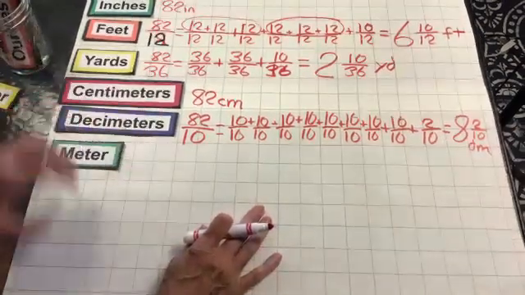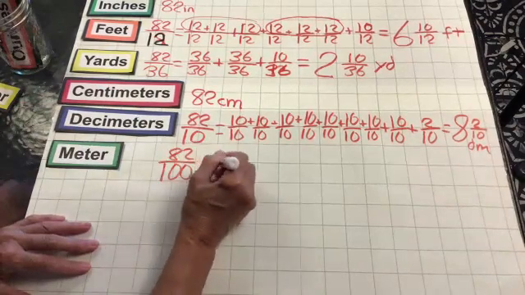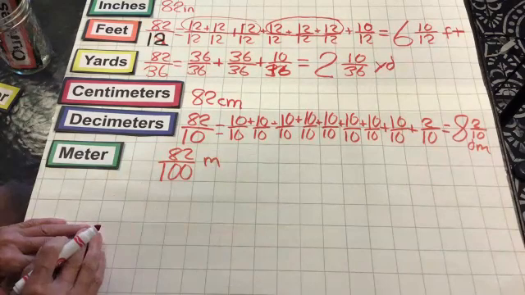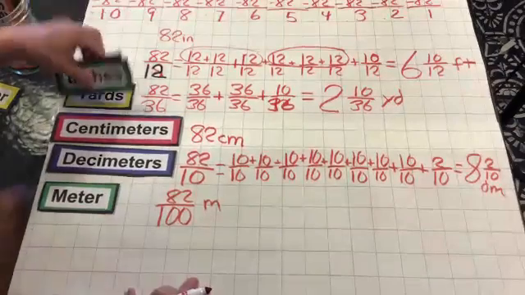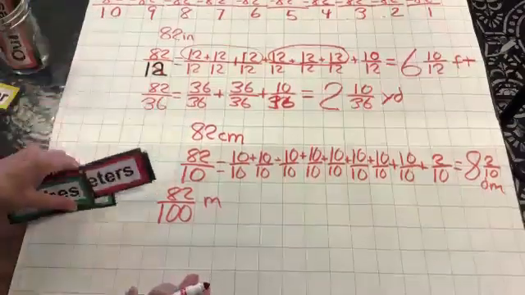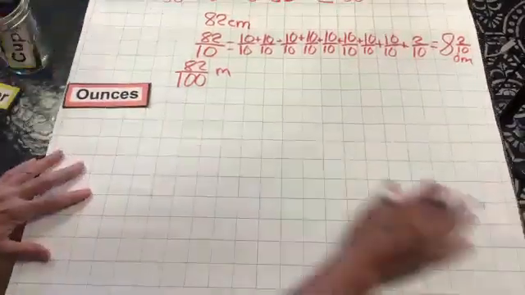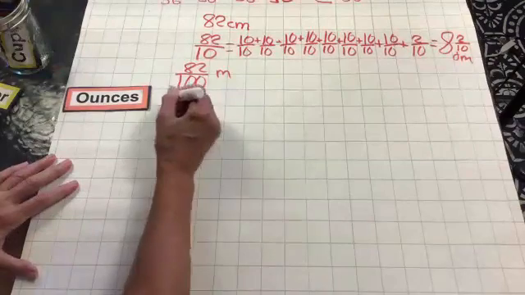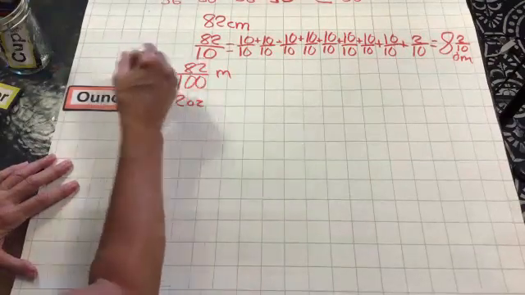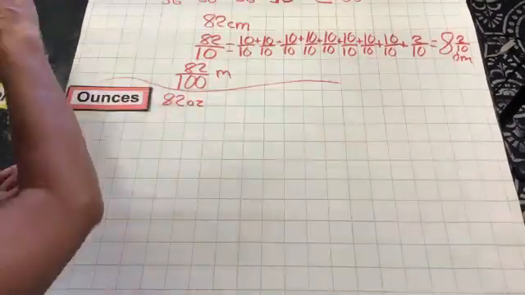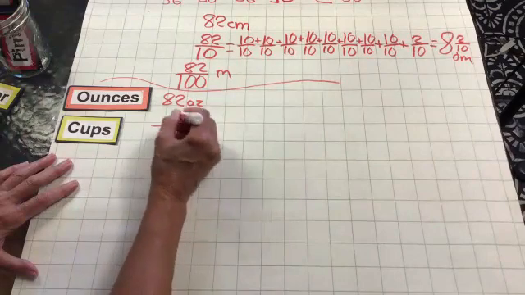It takes 100 centimeters to make a meter. We only have 82, so we just have a part of a meter. All right, let's go for our liquid measurements. So all of these are done. Hopefully you checked them off. And if you didn't have them, you're writing them down as we go. Let's go for our ounces. Using the number of the day, we have 82 ounces. So keep that separate. And our cups, we know it takes 8 ounces to make a cup.